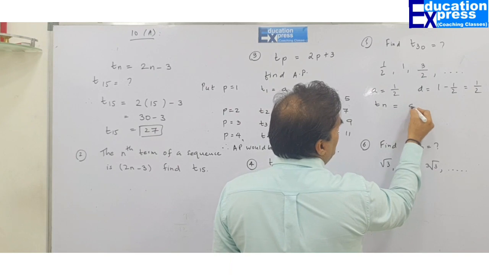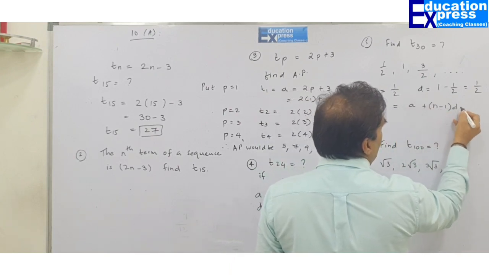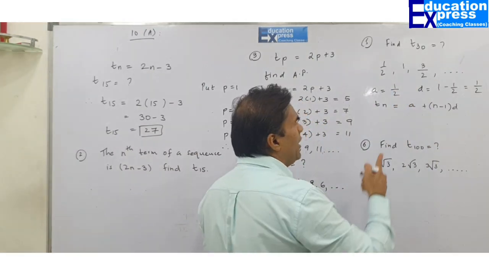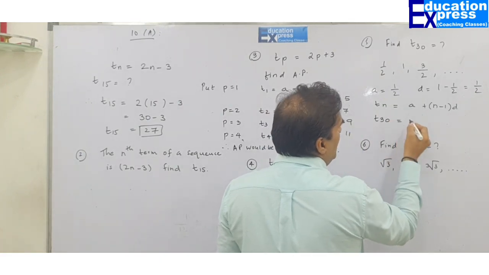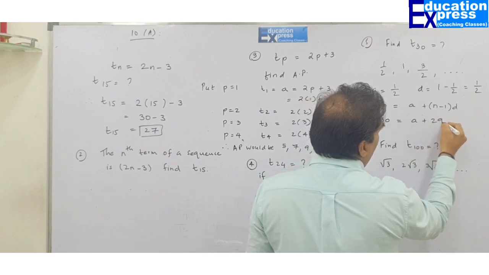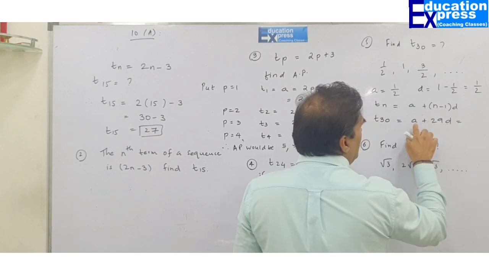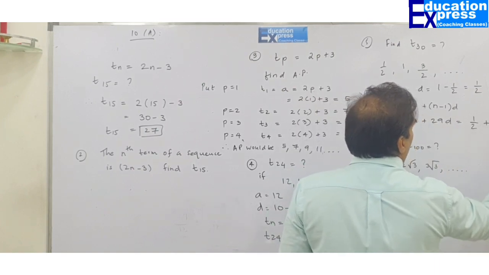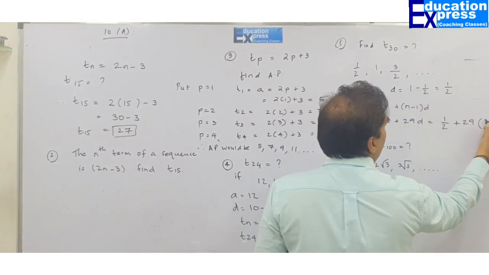Tn is, this is the formula which we are putting, A plus n minus 1 into D. Every time when we are using the formula, we have to quote the formula, you get 1 mark for that. T30 would be A plus 29D. So can we substitute the values? Yes, sir. The value of A is half plus 29. What is the value of D? So the value of D is half.